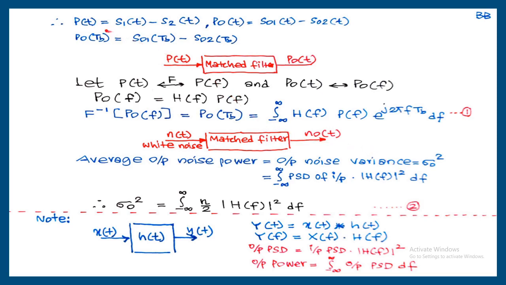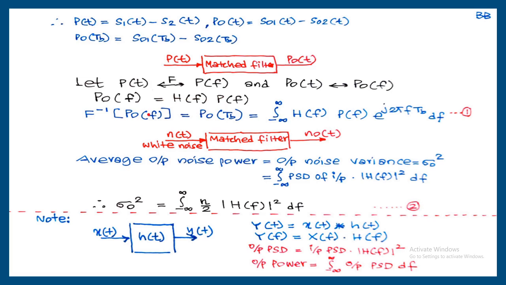So it is defined here. P of t is equal to S1t minus S2t, then P0t is equal to S01t minus S02t, and P0tb is equal to S01tb minus S02tb. First, I am taking only that portion, that is the matched filter. Input is P of t, output is P0t. Let the Fourier transform of P of t be P of f, and the P0t Fourier transform be P0f. Then the relationship between input and output Fourier transform is that the output Fourier transform is equal to the transfer function into the input Fourier transform. So P0f is equal to h of f into P of f.